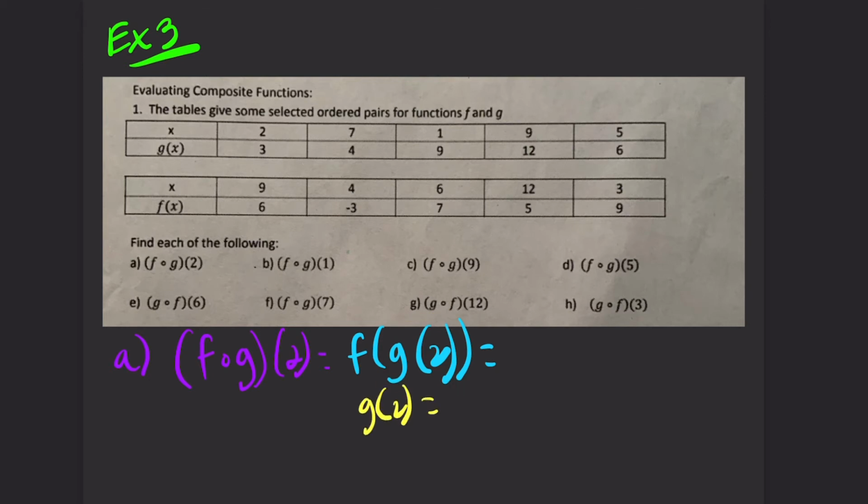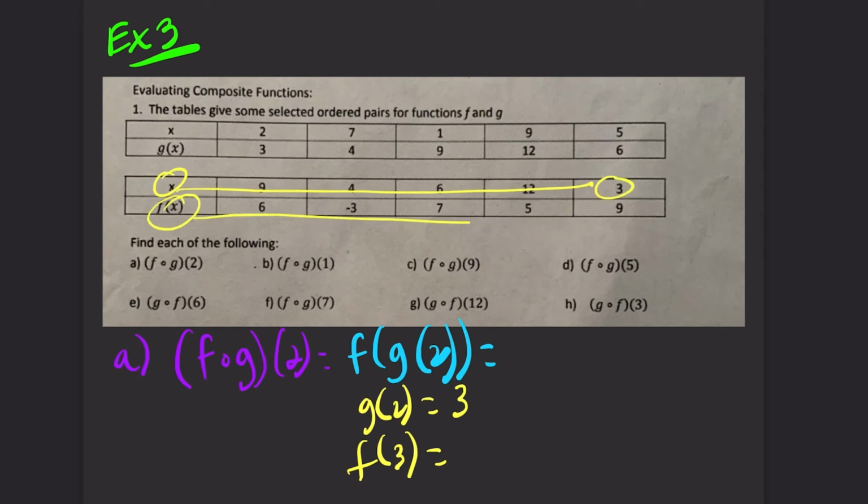So we're looking at g of x, which is the table at the top. Our x value is 2. We are looking for the y value. So when x is 2, the y value is 3. So then we're going to replace this g of 2 with a 3 and then evaluate our f of x. So now we're looking at the second table, and our x value is 3. We are trying to look for the y value. So whenever x is 3, the y value is 9. Okay, so our final answer is f of g of 2 is equal to 9.